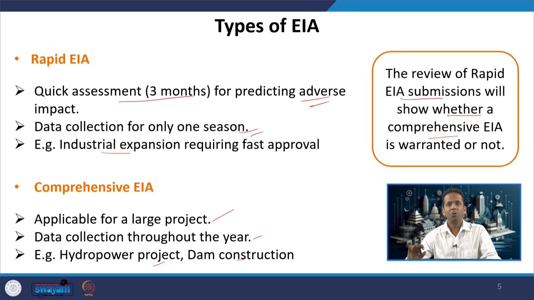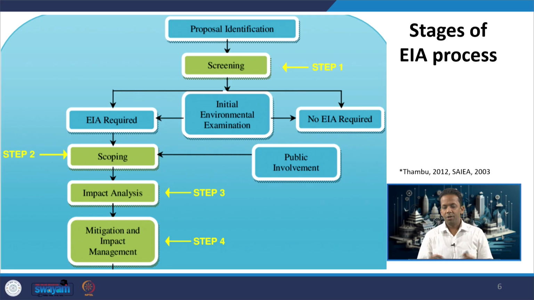We will not be going into details of other types of EIA, like some EIA are required before the implementation of project, some can be required after implementation of project. There are strategic EIA or environmental EIA specific to social EIA. So, those things we will not be covering in this course, but rapid and comprehensive EIA, these two EIAs you can remember. So, stages of EIA process, how does the overall flow chart or workflow look like.